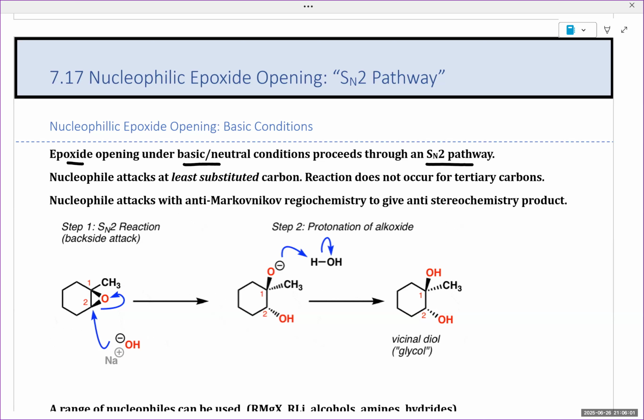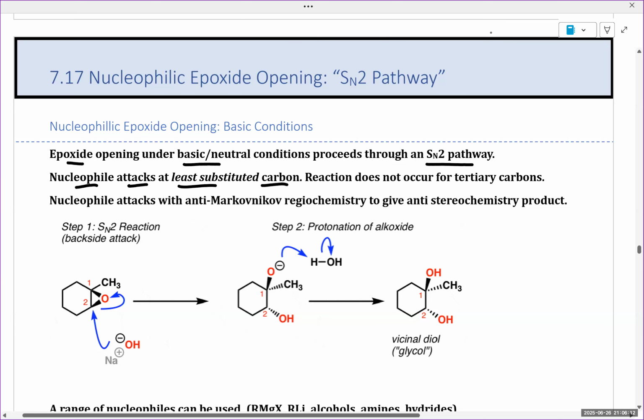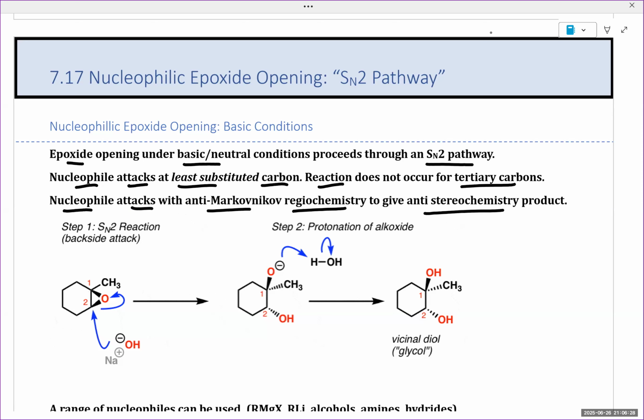Under basic and neutral conditions, the nucleophile is going to attack the least substituted carbon, and the reaction does not occur for tertiary carbons under basic and neutral conditions. As this is an SN2 reaction, the nucleophile net attacks with anti-Markovnikov regiochemistry and yields the anti-stereochemistry product.